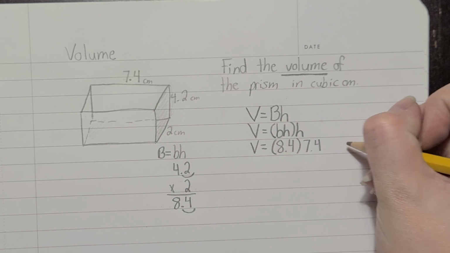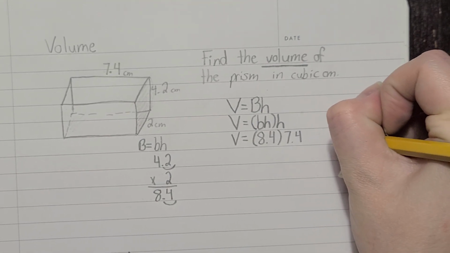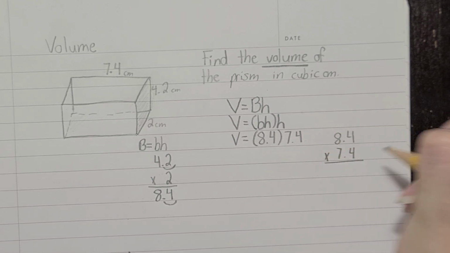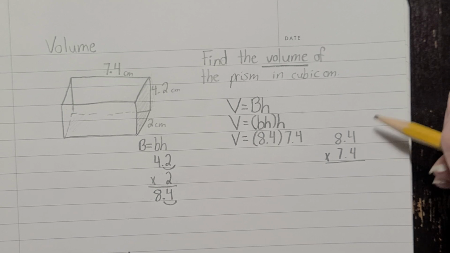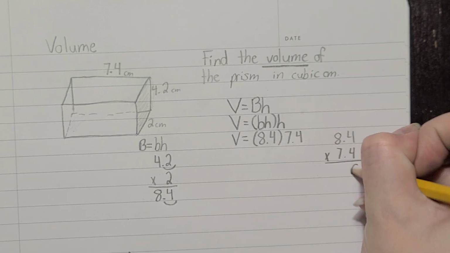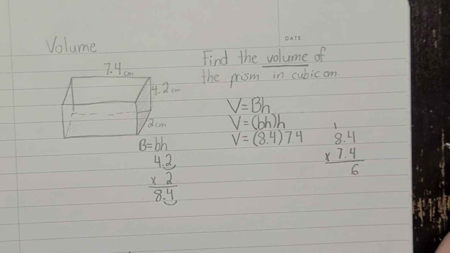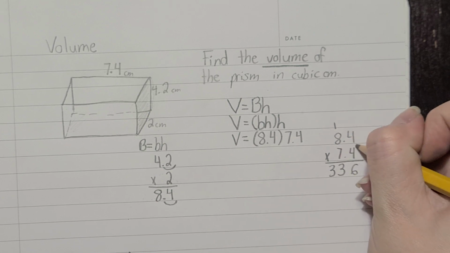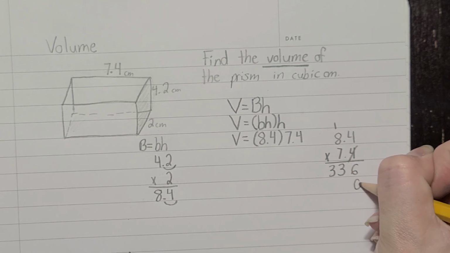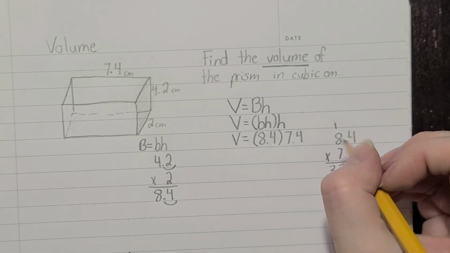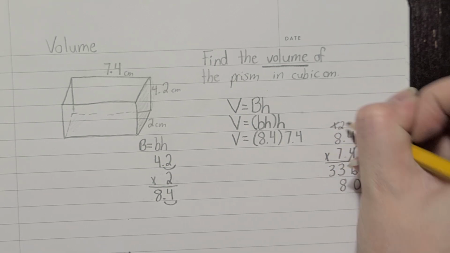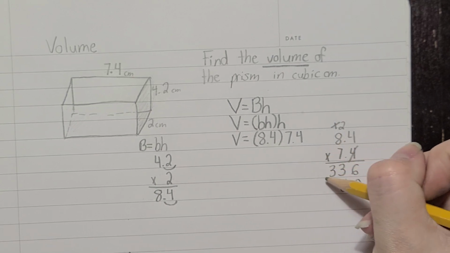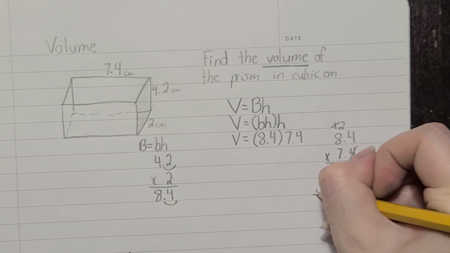All right, let me scoot over. 8.4 times 7.4. Go ahead and solve. All right, let's check. 4 times 4 is 16. 4 times 8 is 32, plus 1 is 33. I'm moving over one place value, so I'm going to add one placeholder 0. 7 times 4 is 28. 7 times 8 is 56, plus 2 is 58.